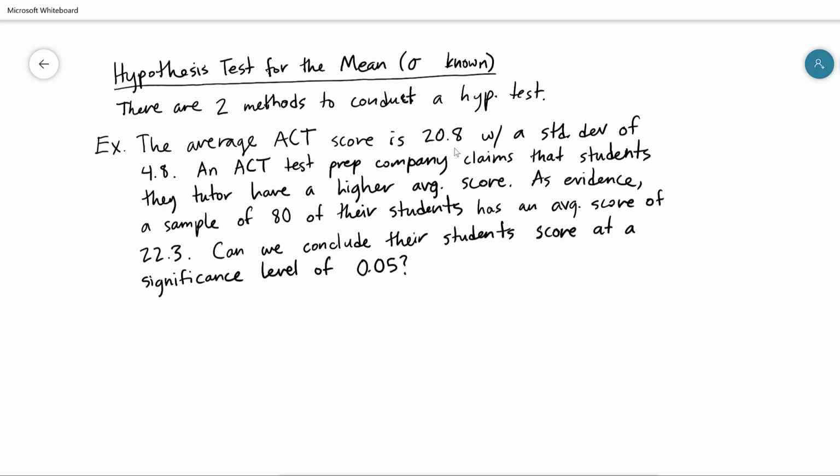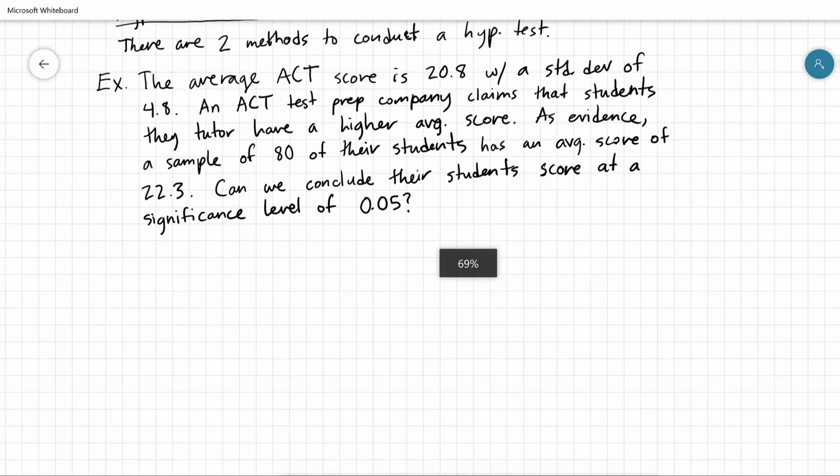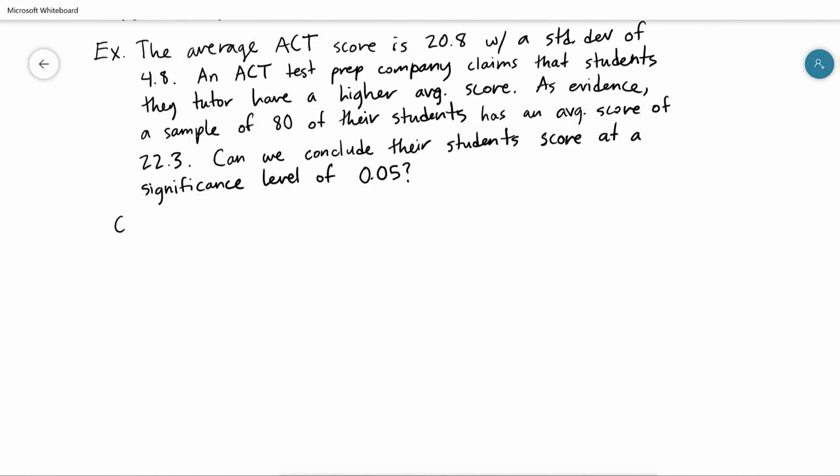We'll have something that we're trying to test, something that evidence is supporting. It looks like their students score higher on average, but we want to know, is it just a total fluke? And so here's the idea. The first approach, so we had these two methods. The first approach is going to be called the critical value method. And I'll talk about that here.